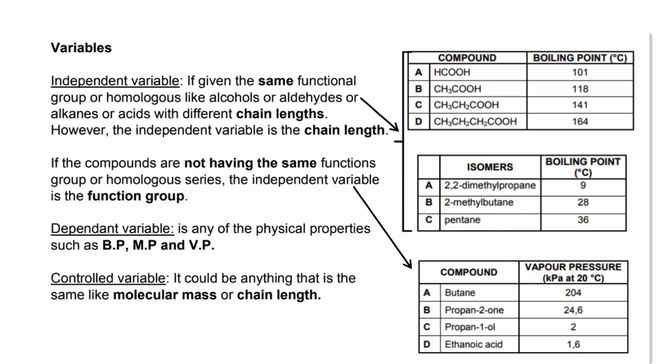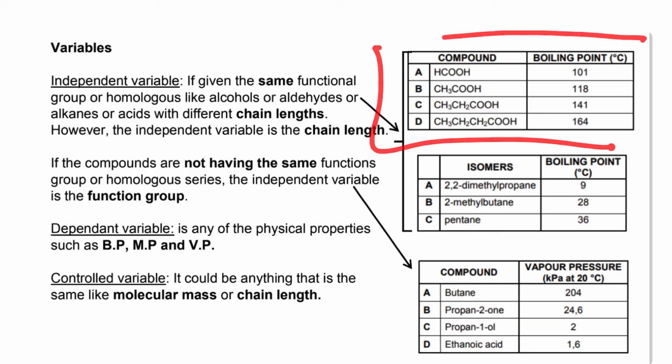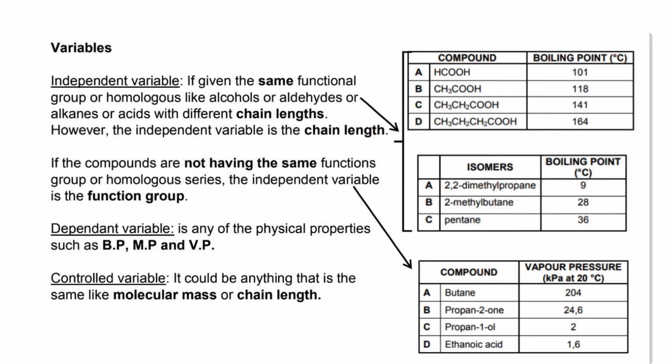is the physical property that you are given here. We are given here the boiling point, so that's the dependent variable. So the boiling point is always the dependent variable. In fact, any of the physical properties such as boiling point, vapor pressure, melting point, they are all physical properties. But in this case, since we're given the boiling point, it will be the boiling point. Independent variable is the chain length.